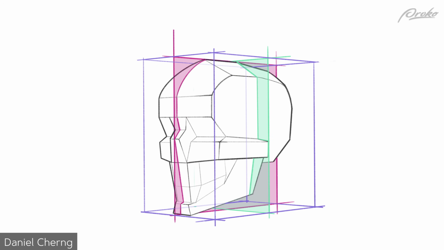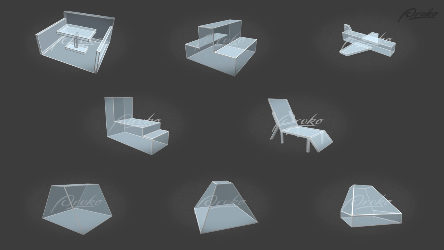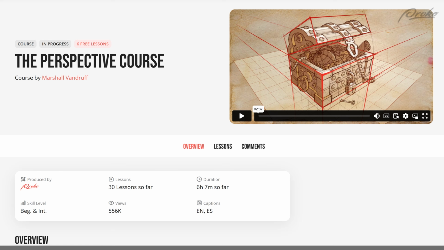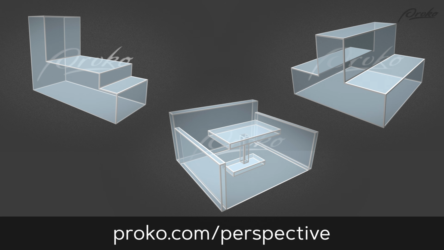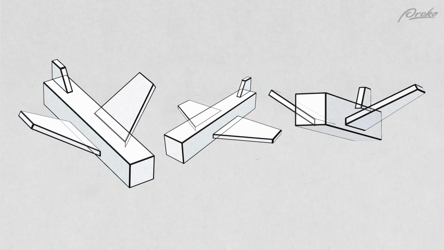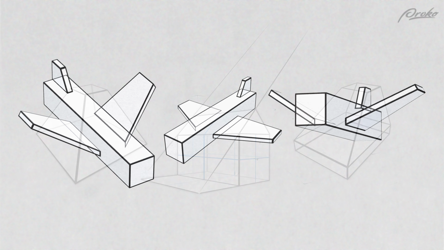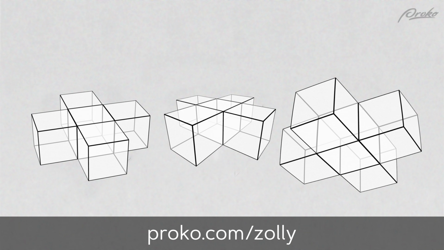Let's prepare with a literal assignment. Your assignment is simple. You literally assign one of 3 letters, X, Y, or Z, or any system you're used to, to each set of lines in these images. If you go to proko.com/perspective, you'll find these 3D models which you can use to do this assignment. We've made a number of them available for free. You can also find them on the Zolly app with even more options to choose from. That's at proko.com/Zolly for the motherlode.